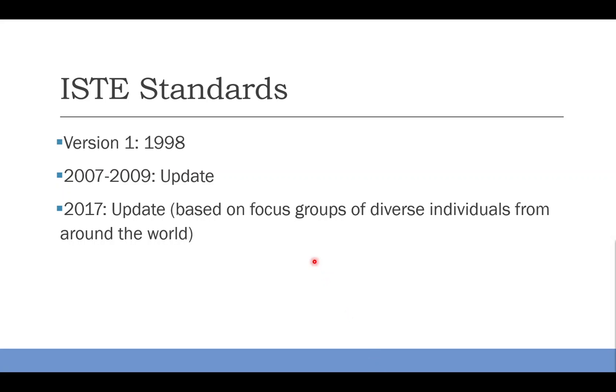So their first standards came out in 1998. And then they had to update them, of course, because technology changes so much, from 2007 to 2009. And then right before 2017, they actually did a very extensive review of the standards. And they brought in teachers and administrators and researchers and community leaders and business leaders into different focus groups to identify what are the most important things that students need to succeed, and what do teachers need in order to help students have those skills. So that's how they developed the ISTE Standards.